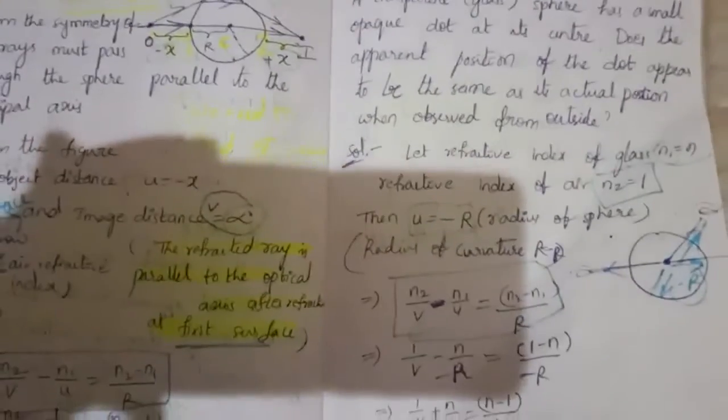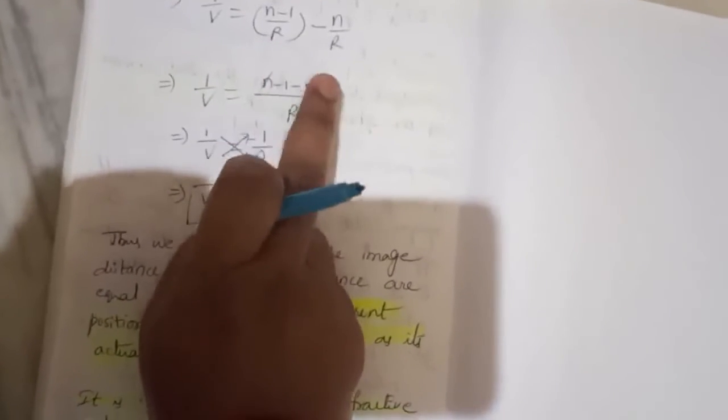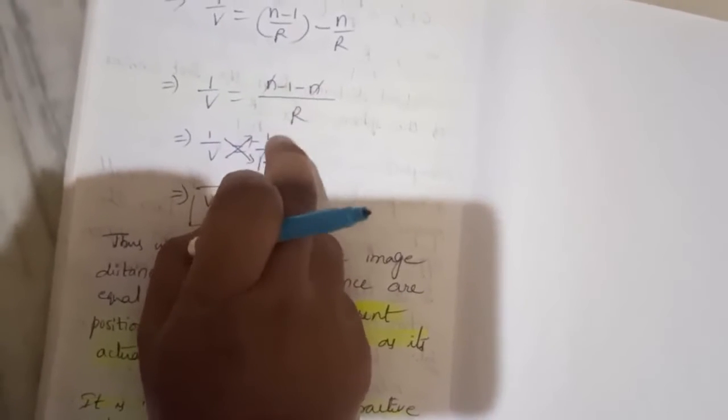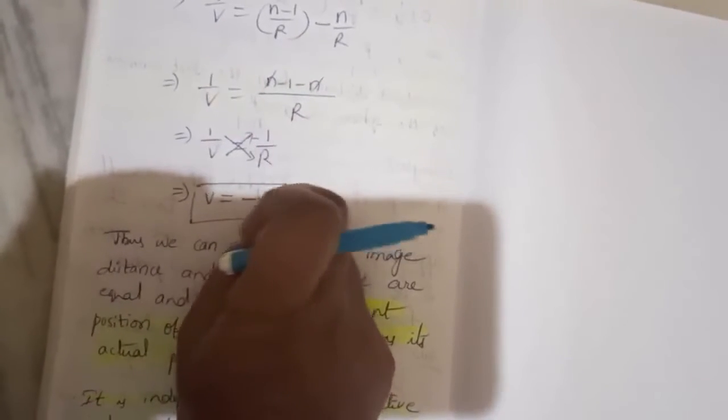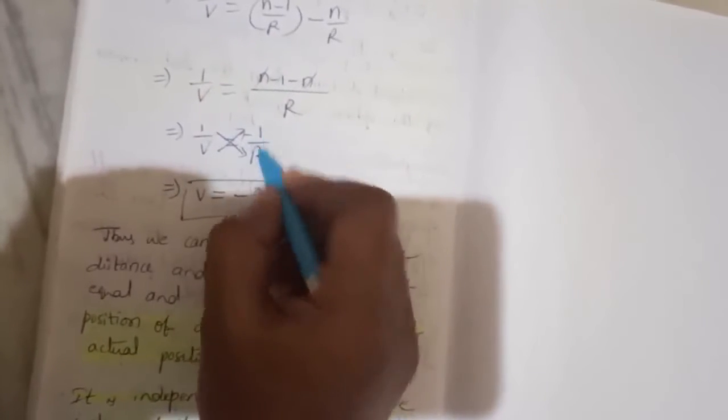After calculation, 1 by v equals, transposing n by r to the right hand side, n minus 1 by r minus n by r. Here r is the LCM, so n minus 1 minus n. n minus n gets cancelled, will be 0, and minus 1 by r. So 1 by v equals minus 1 by r. If we cross multiply it, minus v equals minus r, or else v equals minus r we will get.